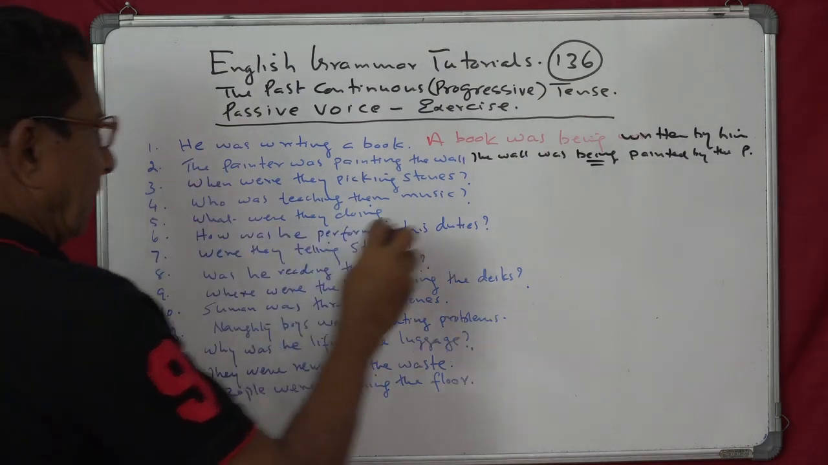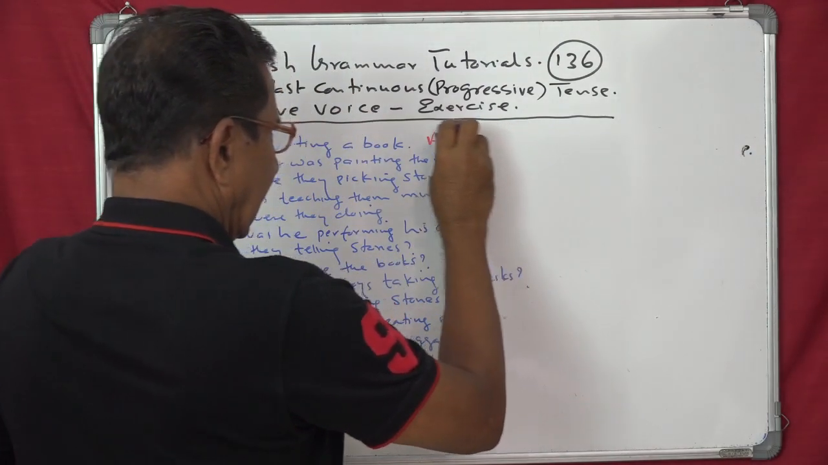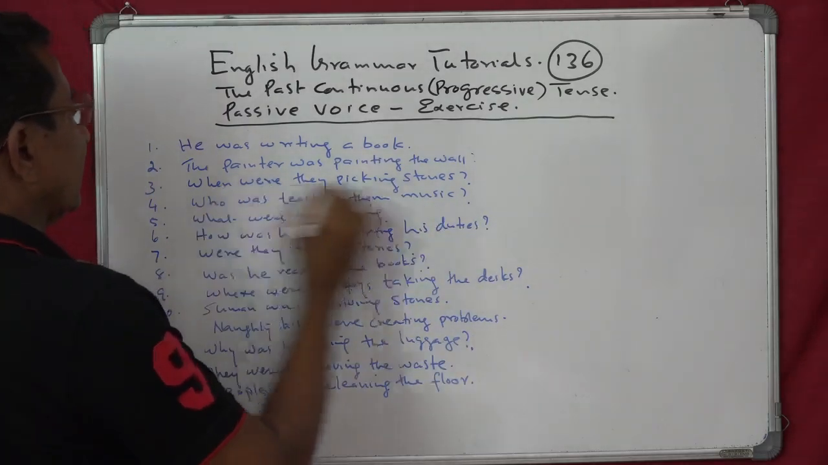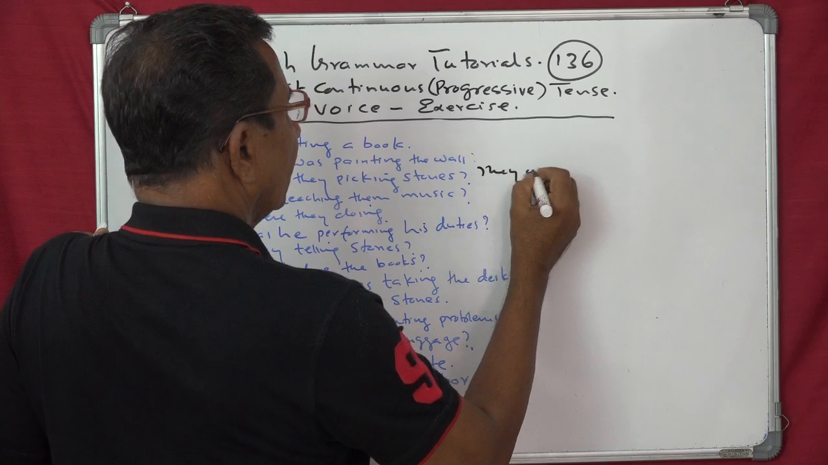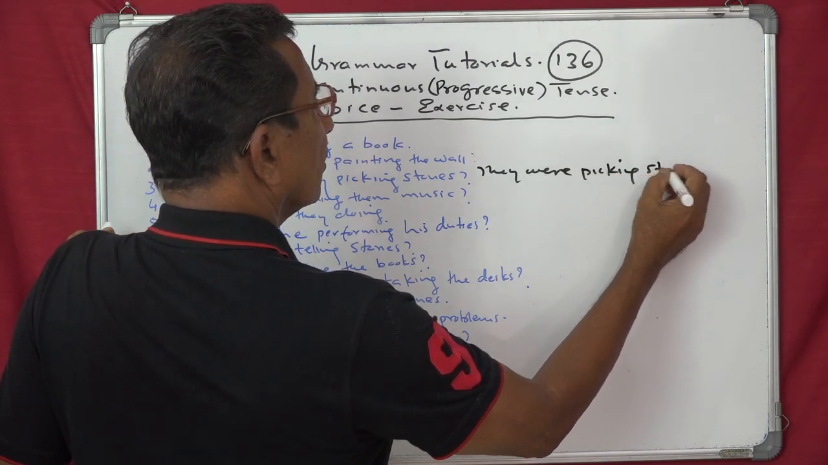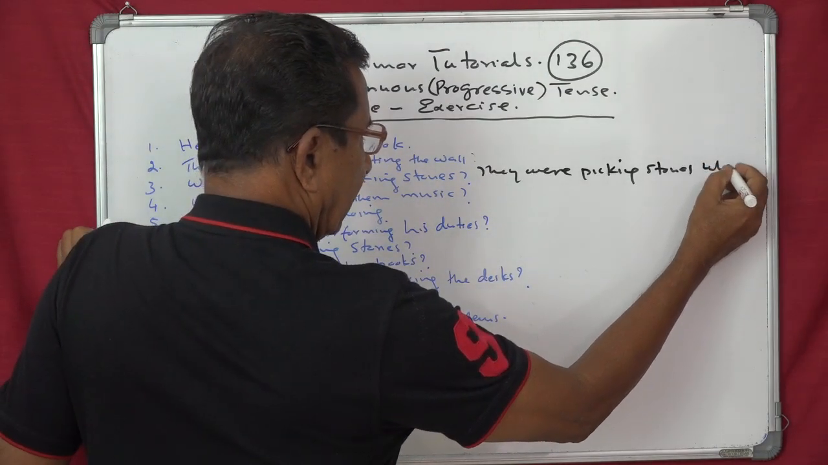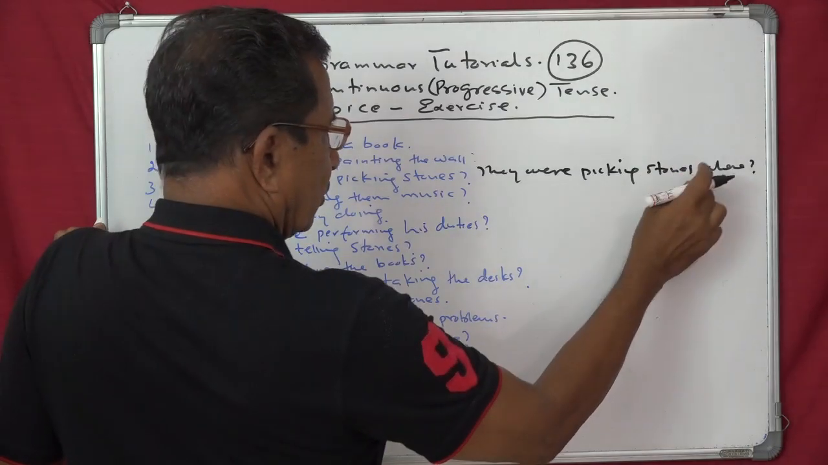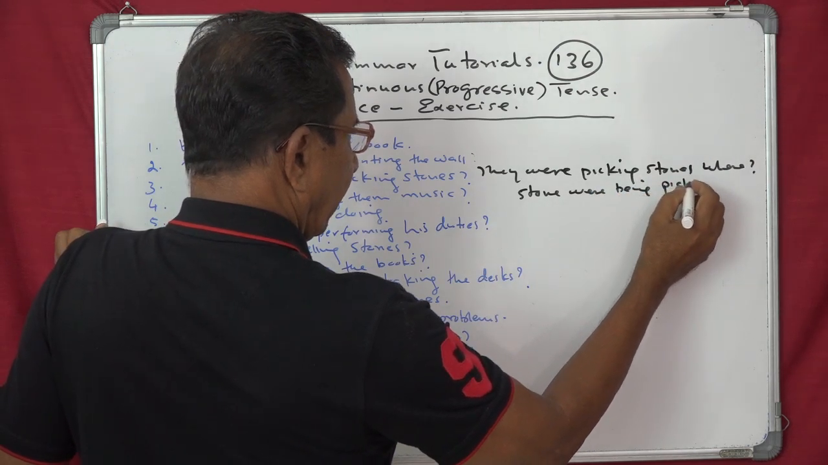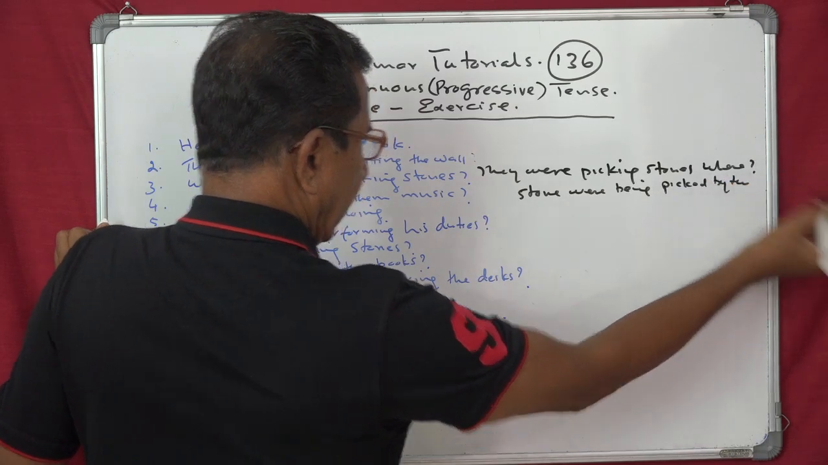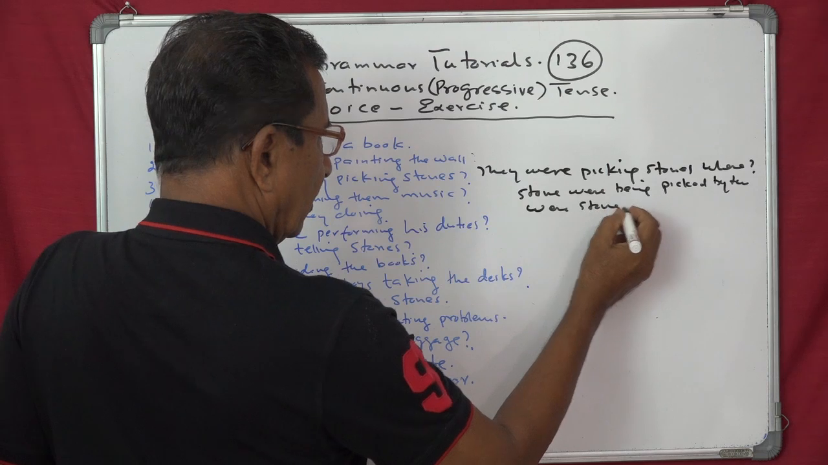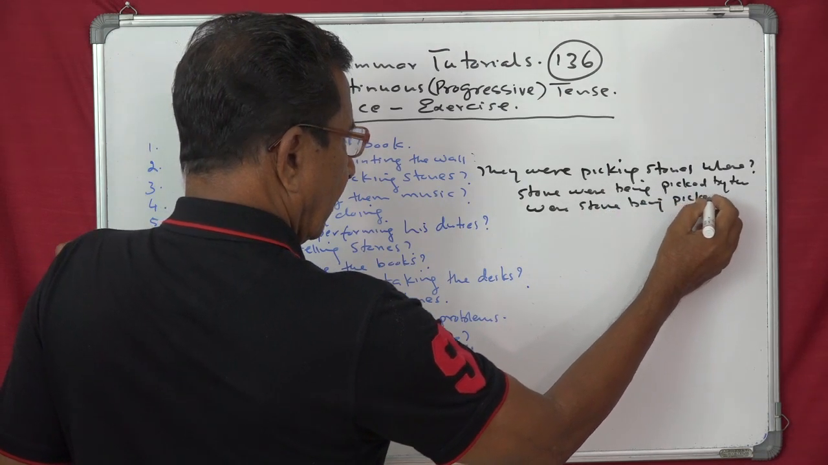So we will do that step by step, and these two we will remove. Okay, here it is. Make it a statement first. They were picking stones. Where? They were picking stones where? Okay? So, stones were being picked by them. Where? And next is, make it a similar question, that is where stones being picked by them.